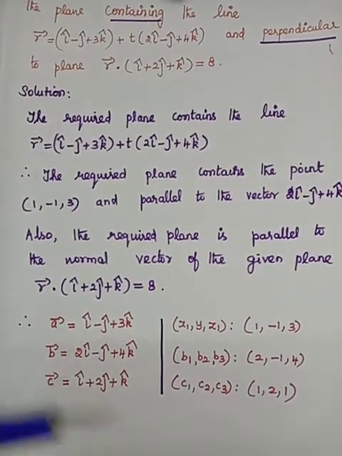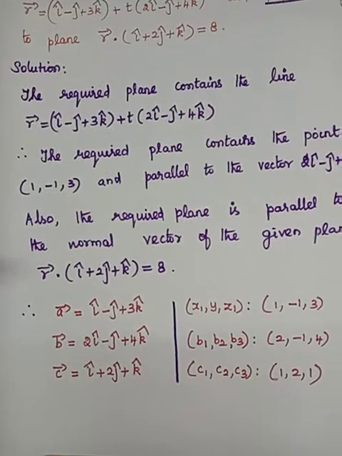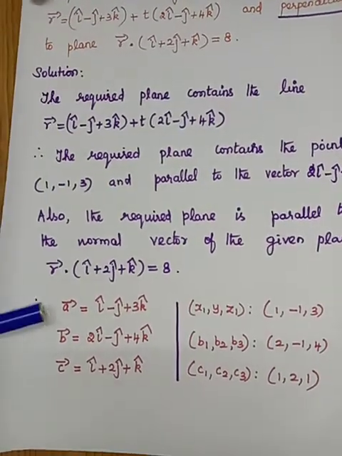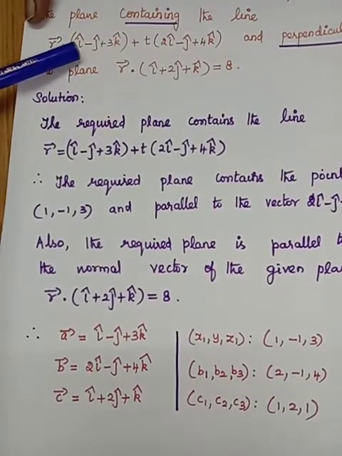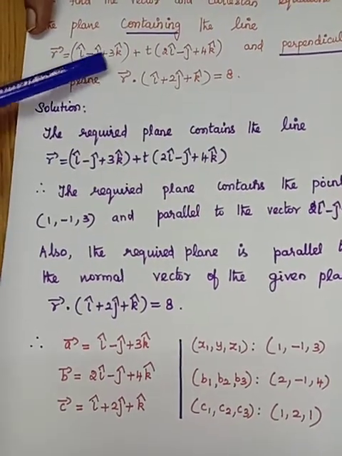So we now have one passing point and two parallel vectors. The passing point has to be taken from the line. So that is i cap minus j cap plus 3k cap.